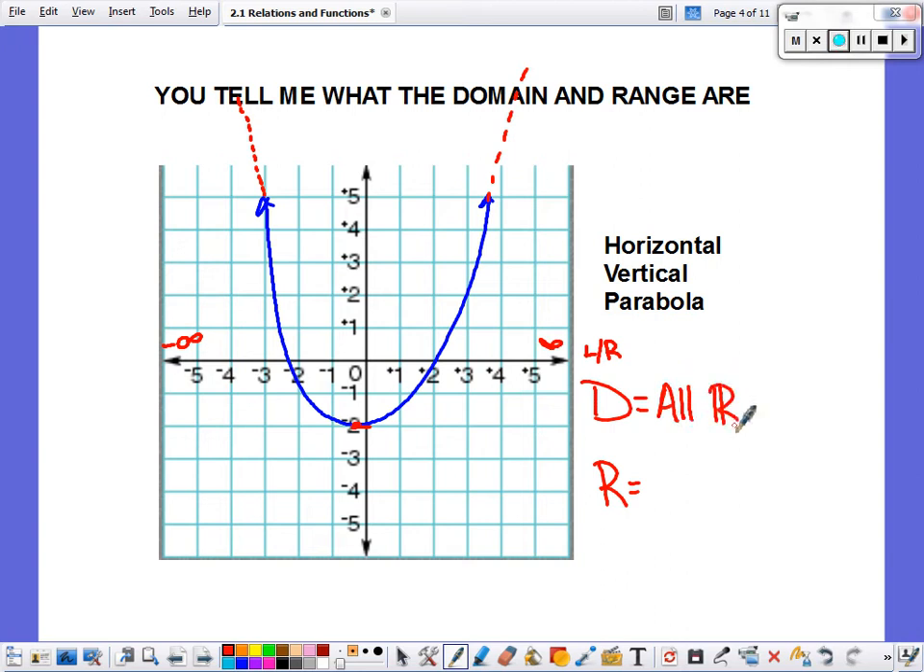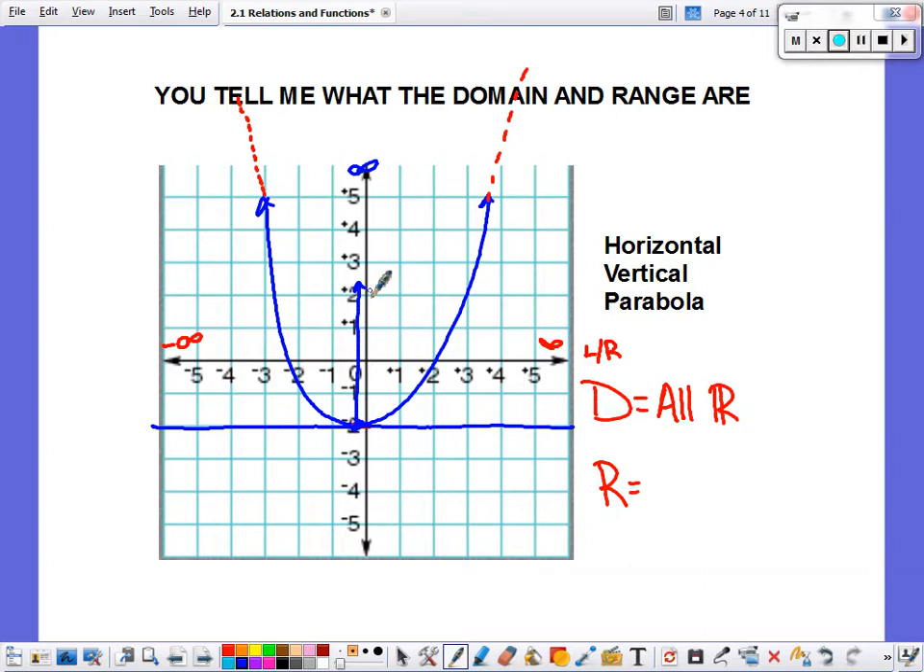It's our range that we have some issues with, or some differences from what we've already done. How far up does the graph go? Well, it goes up forever, right? It goes up forever, so that's good. It goes up to infinity. But how far down does it go? Well, it stops right at -2. So in other words, what we have is from -2 to infinity is our range.